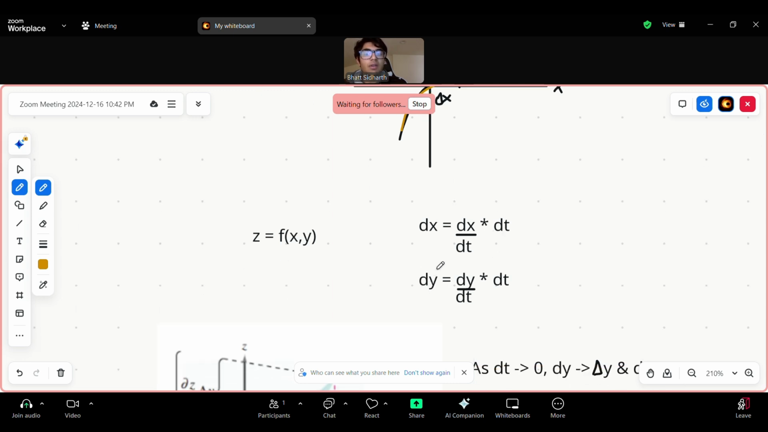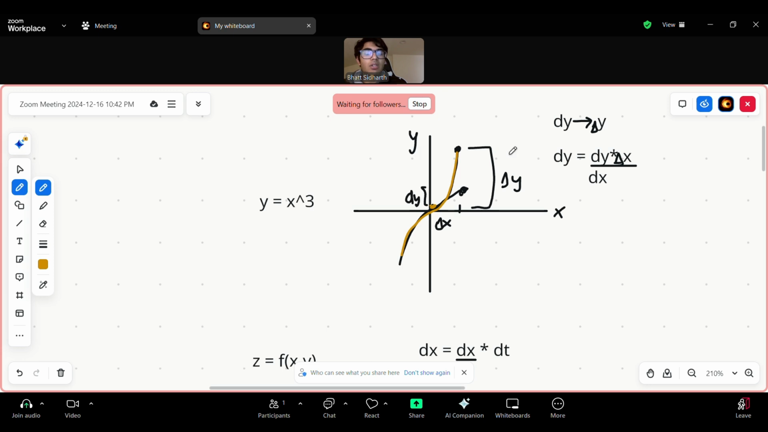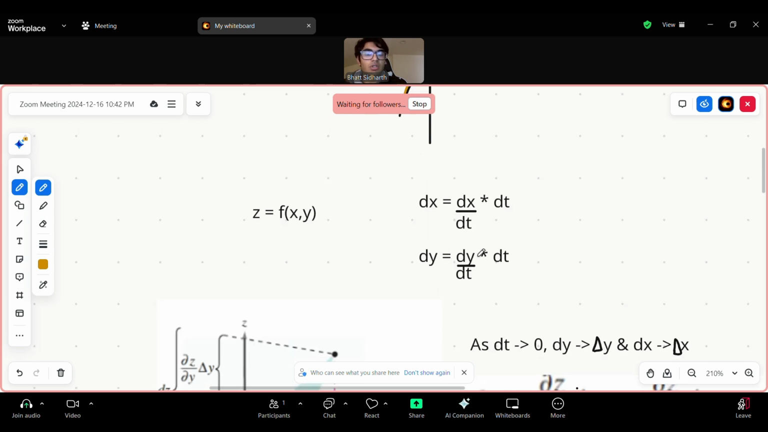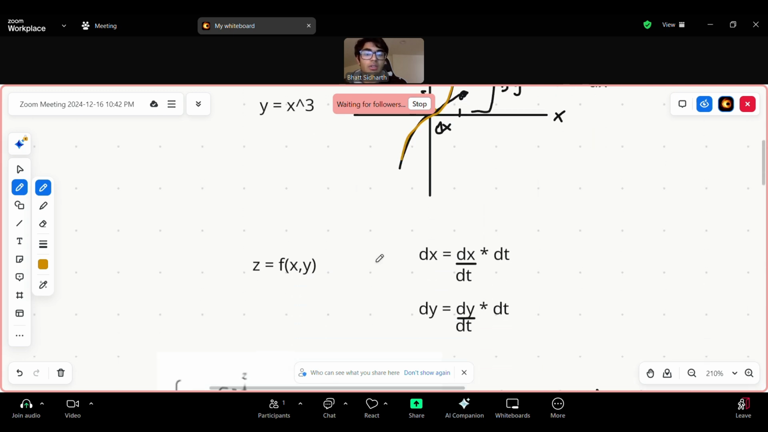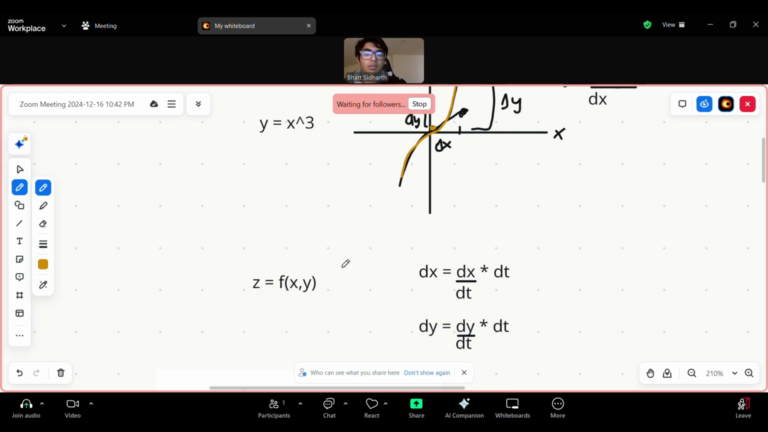Similarly, we can have a similar expression with a different variable. For example, instead of y being in terms of x, we can have y being in terms of t, and the same expression holds true. Or we could also have x being in terms of t. So this is all good and dandy for single variable calculus, which is a prerequisite for this class.